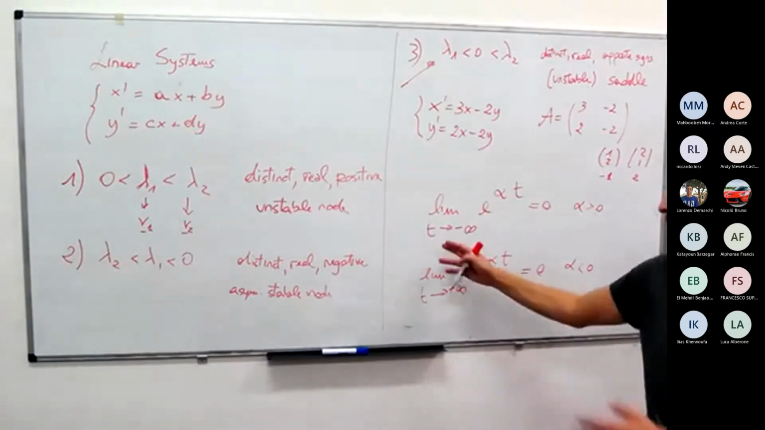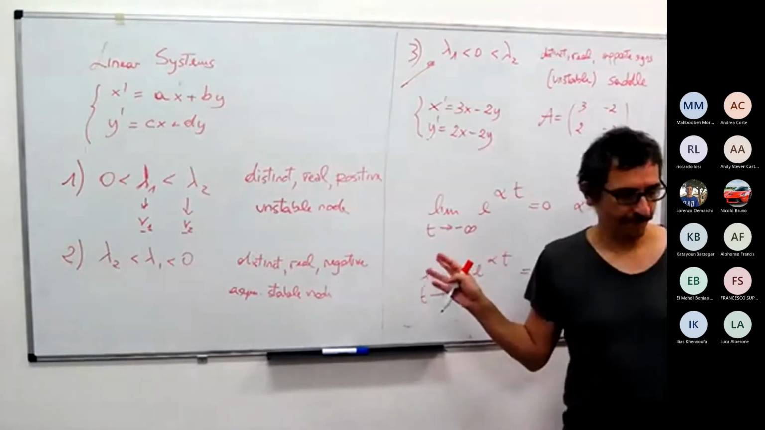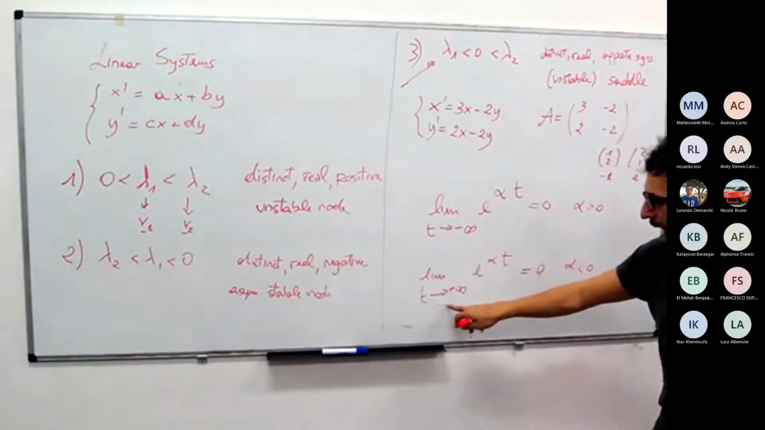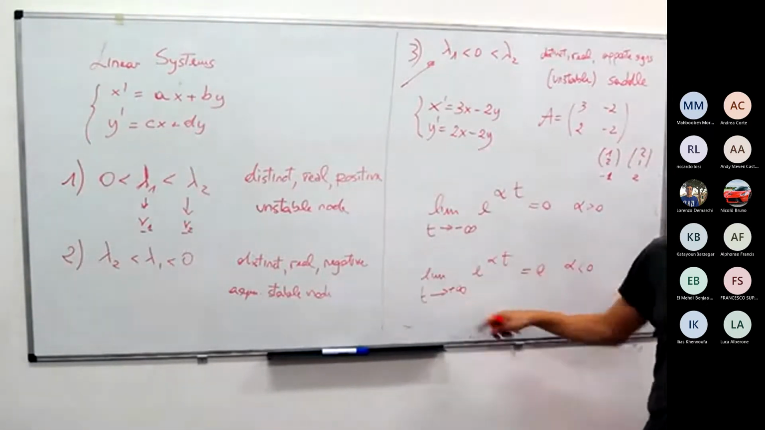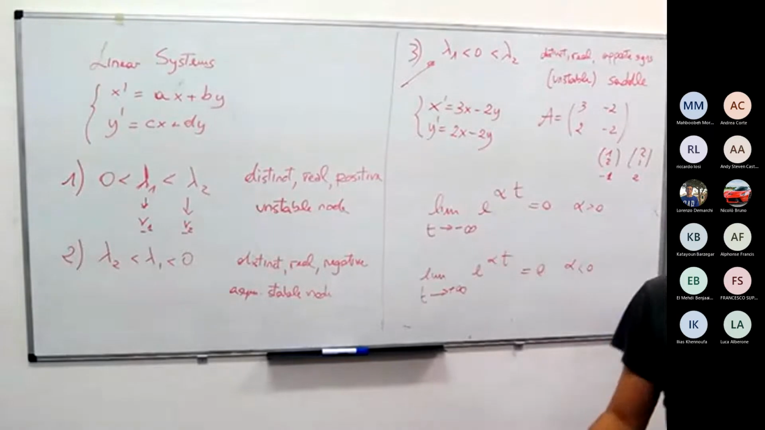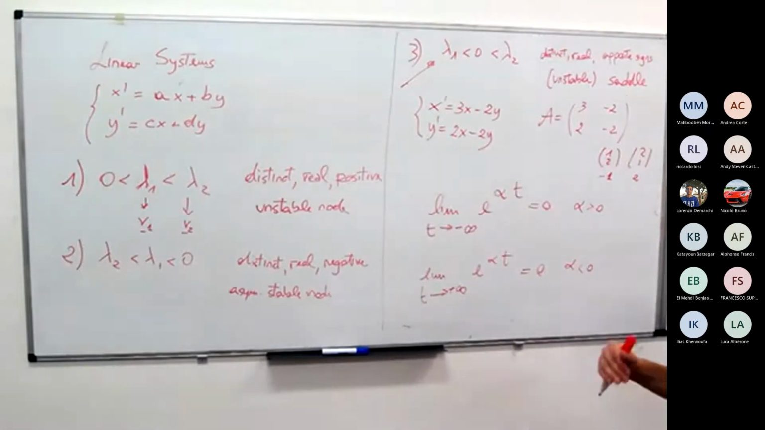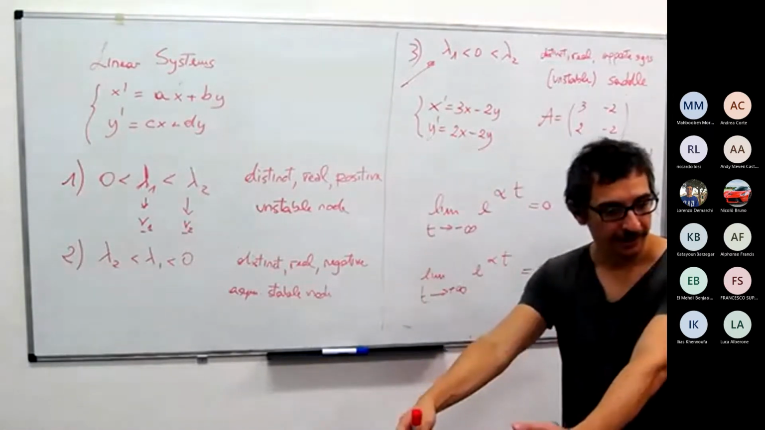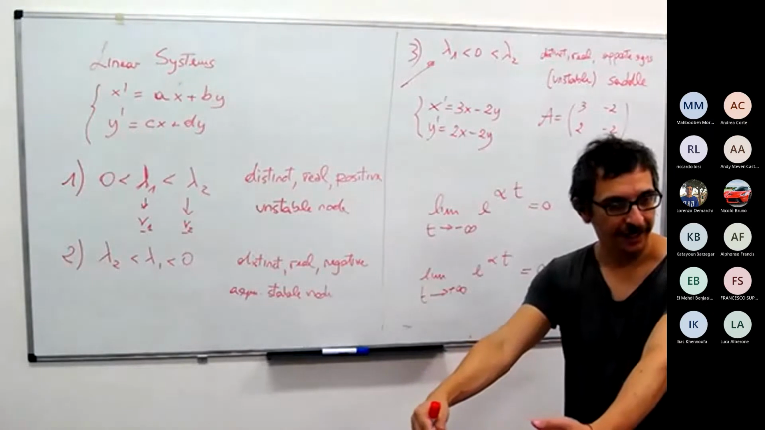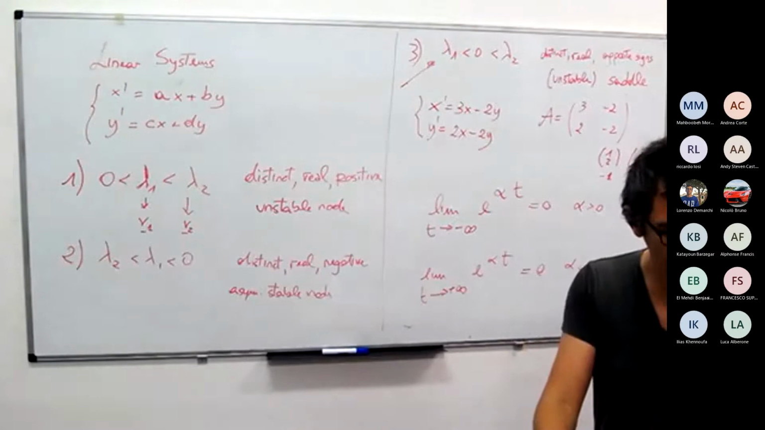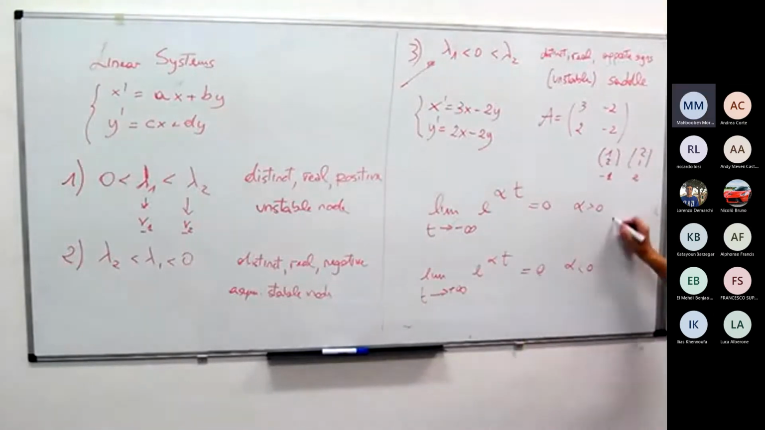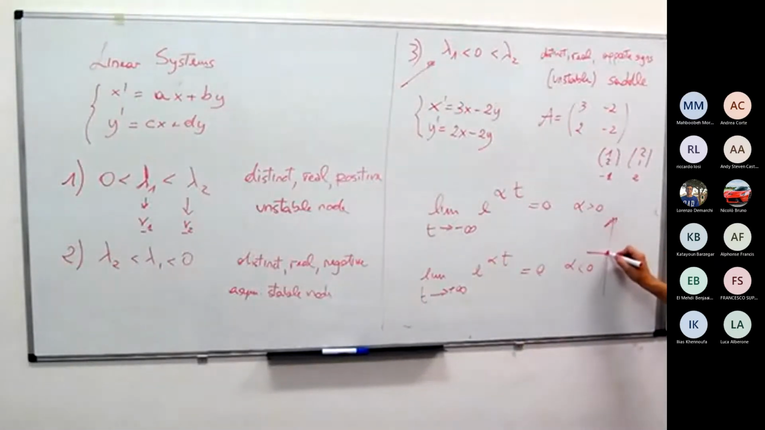Now, imagine that this parameter t is telling you what's the arrow of your time. Suppose that this t is your time. The fact that I'm approaching 0 for t that goes to infinity means that I'm approaching 0 in the future. Okay? I'm going towards 0. So if I'm going towards 0 in my diagram, if this is the critical point, I will have something like this. Because I'm going towards 0.